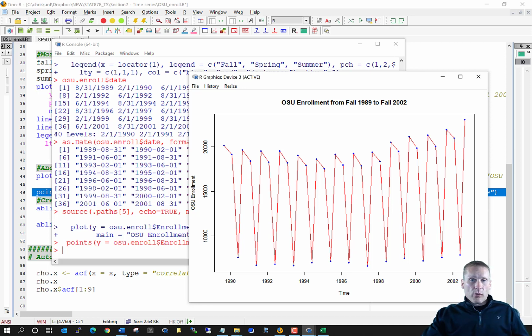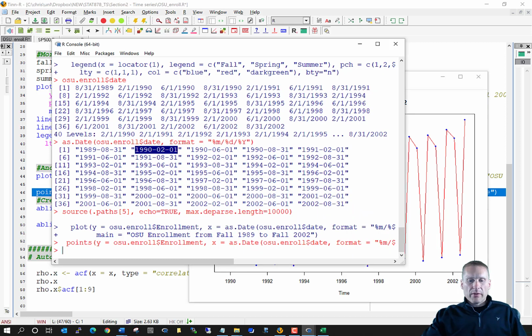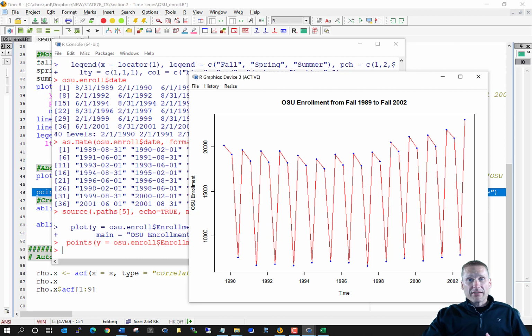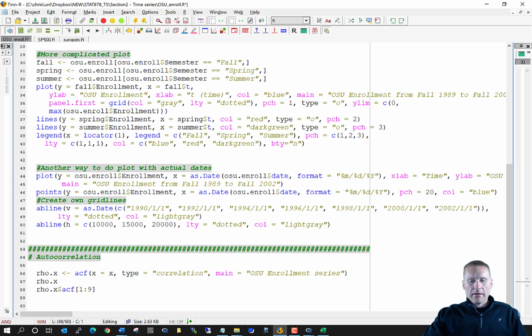Also, if you look back at the original data set itself, we know that the dates that were used for the fall semester, spring semester, and summer semester are not necessarily evenly spread out, you could say. There's not the same amount of time between them. And by using the as.Date function, R properly represents this data on the plot by that corresponding date spacing, you could say.